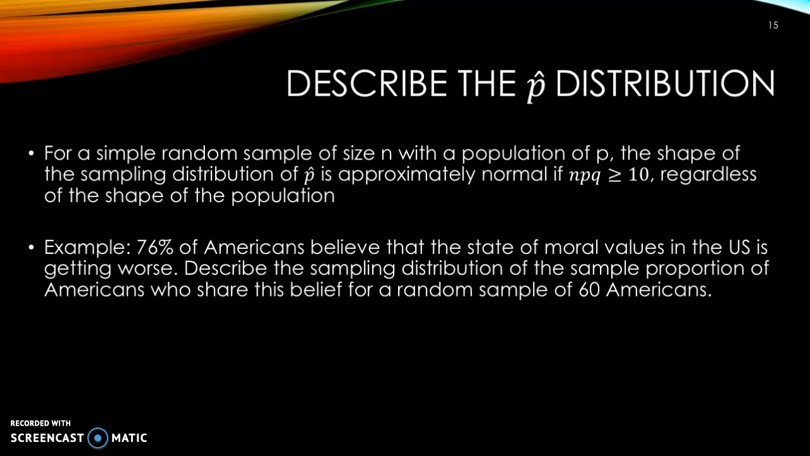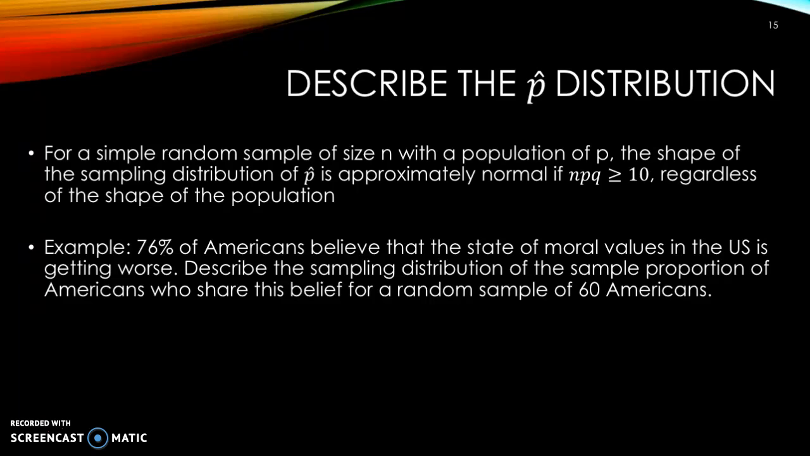For example, if I know that 76% of Americans believe that the state of moral values in the US is getting worse, and I want to describe the sampling distribution of the sample proportion of Americans who share this belief for a random sample of 60 Americans. I tried to emphasize the word sample every time I said it, because all those times that I said sample is telling us that we're talking about p-hat and not just p or a random variable x.